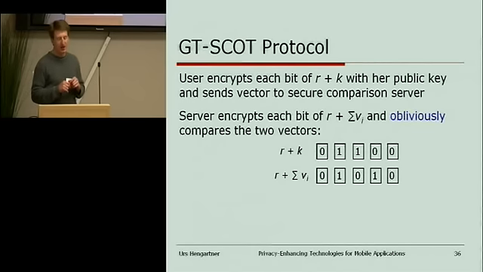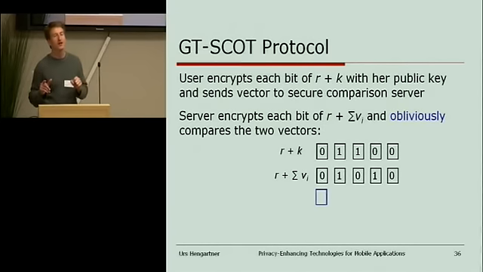of users, and encrypts each bit in the same way as the user, and then the server obliviously compares the two vectors, right? So the server does the comparison without learning which of the two vectors corresponds to the larger value. And again, I'm going to skip the details, but at a high level, the procedure is illustrated on this slide. So we have these two vectors, and the server starts comparing each bit, starting with the most significant one.